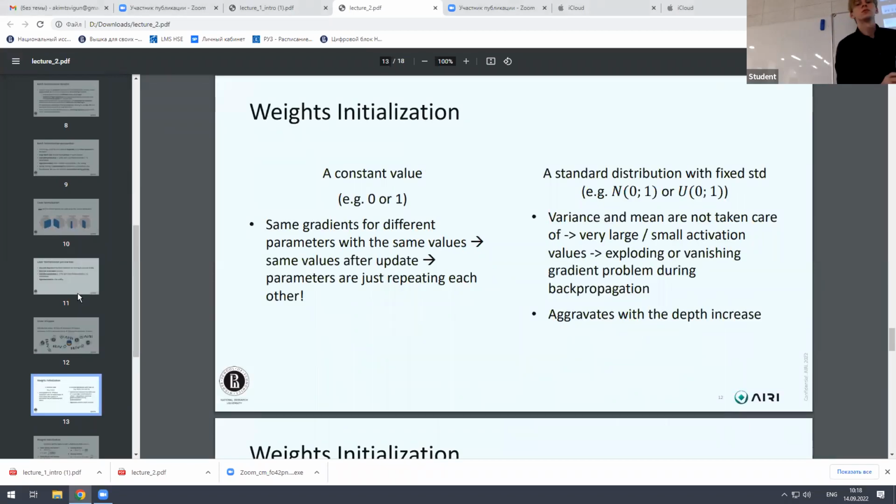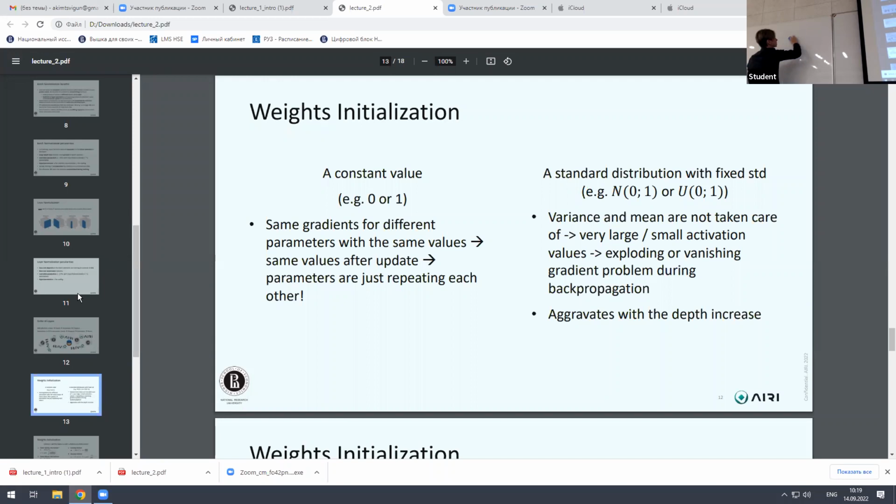And now the weight initialization topic. So let's initialize the weights properly. Probably the first idea which comes to your mind is to use some constant values, some low ones like zeros or ones. But what is the problem of initializing with constant values? The problem is that if we initialize the whole neural network with ones, the same gradients for different parameters will have the same values. What do I mean?